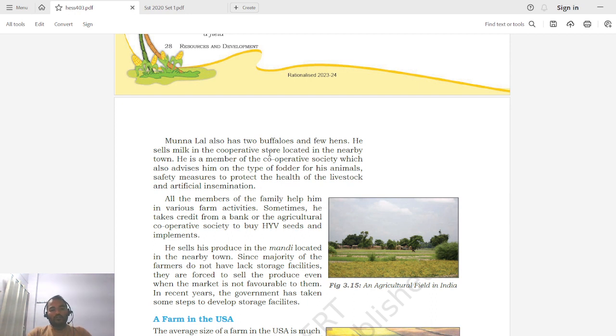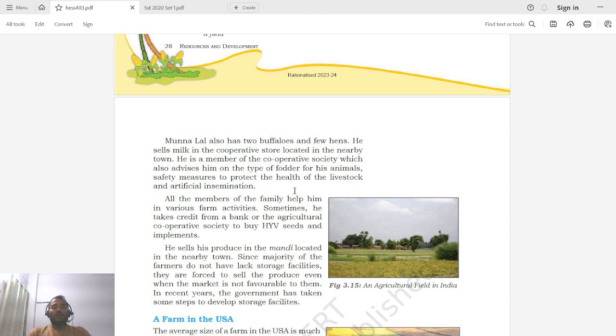He sells milk in the cooperative society located in the nearby town. So, whatever milk he gets from these two buffaloes, some he might be consuming, and the rest he will be selling in the nearby town. He is a member of a cooperative society, which also advises him on the type of fodder for his animals, safety measures to protect the health of the livestock, and artificial insemination.